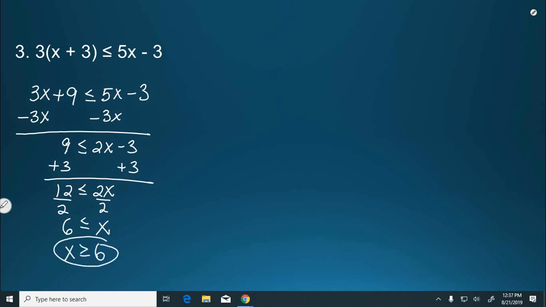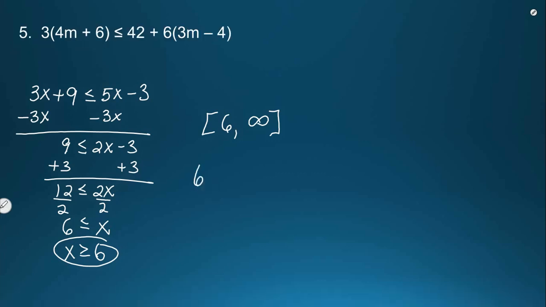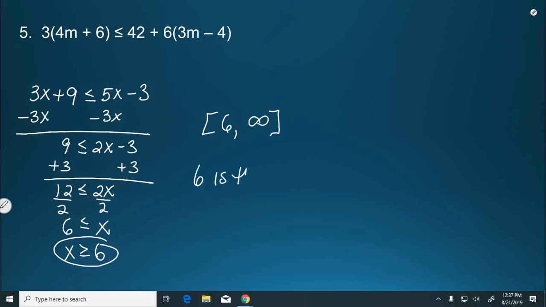Done. All right, so now in this case, if I'm setting up my solution set, I use brackets on both sides because of the equal sign. So it includes 6 all the way to infinity. All right, so that means it's any number greater than or equal to 6. All right, and what's the smallest possible integer here? Since it says it's equal to, 6 is the smallest possible solution.